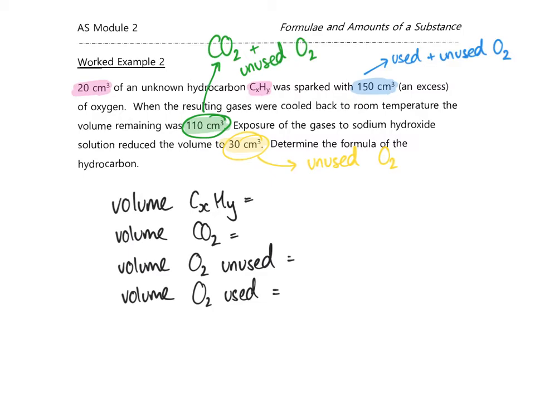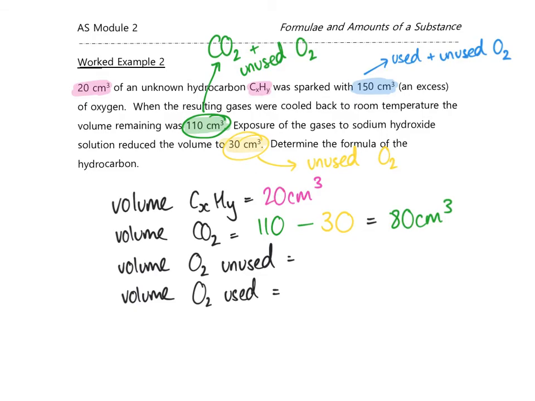So the volume of your hydrocarbon you get straight from the question as 20 centimetres cubed. Volume of your carbon dioxide then, well, if you look at your yellow and your green value, it's going to be the difference between the carbon dioxide plus your unused oxygen, which is in green there, and that's 110 centimetres cubed, and you're going to take away your unused oxygen, which is all that's remaining after it's been treated with sodium hydroxide. So that's 110 minus 30, which is equal to 80 centimetres cubed.